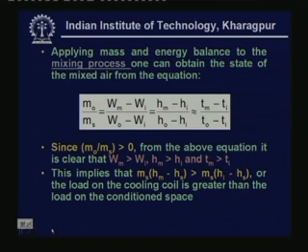Now, what is Ms into (Hm minus Hs)? This is nothing but the load on the cooling coil. And what is Ms into (Hi minus Hs)? That is the load on the room. So, you find that whenever you are using some amount of outdoor air, the load on the cooling coil is always higher than the load on the room, the load on the conditioned space.